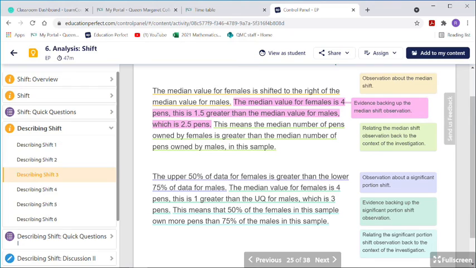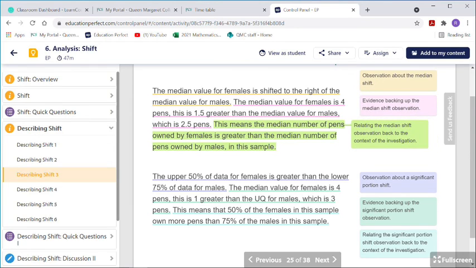Then you're going to back it up with evidence. You need the actual numbers. Do the numbers make sense? Then you're going to relate it back to the context. This means that the females on average had more pens than the males in this particular sample. Okay?